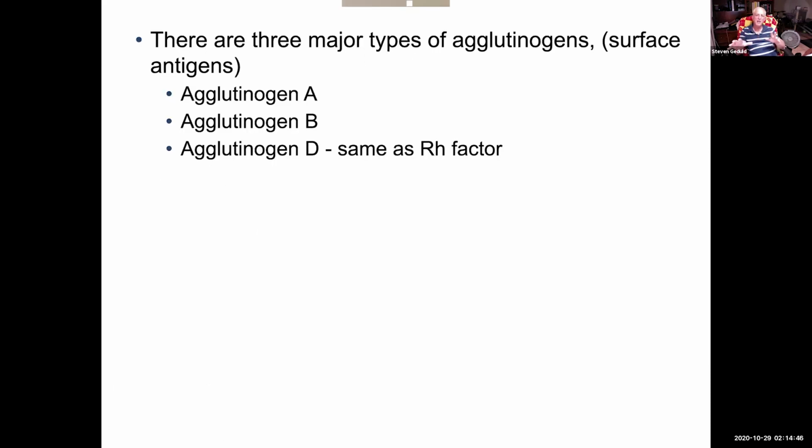Remember, we said there are three types of surface antigens. There's A, B, and there's D. D is your RH factor. RH factor is extremely complex. It's nothing as simple as A and B.